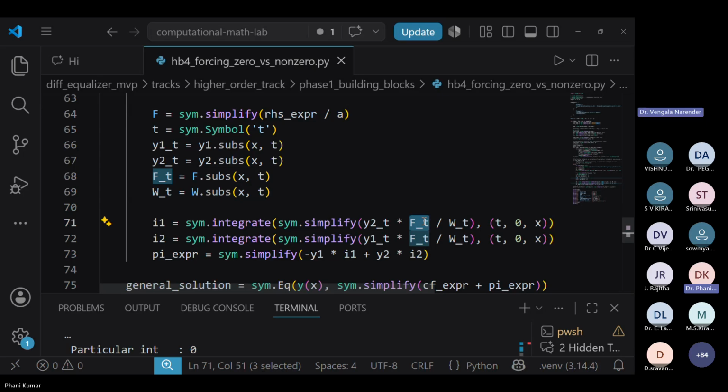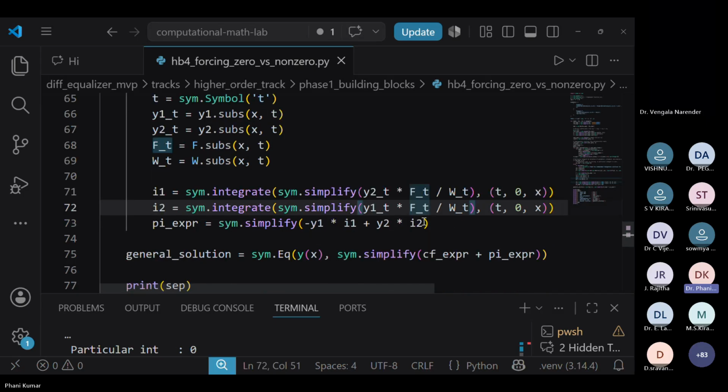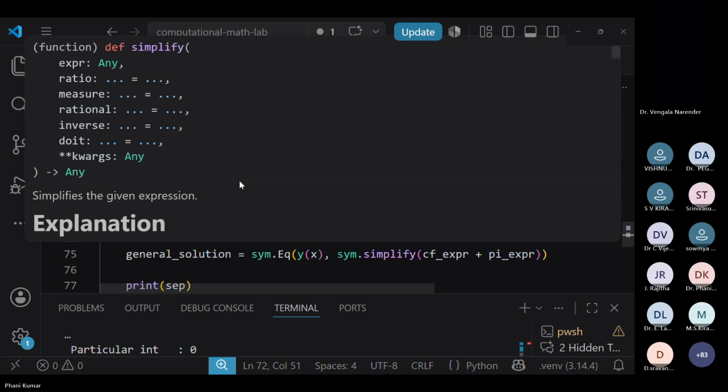So that means a of x is minus y2 of x into r of x by the Wronskian of y1 of x comma y2 of x, and b of x is nothing but y1 of x into r of x by the Wronskian of y1 of x, y2 of x. Mainly we are using that method to find the particular integral, right? So that's why we are finding y1 and y2 and the Wronskian. These are all the steps, and this is integration I1 and I2.